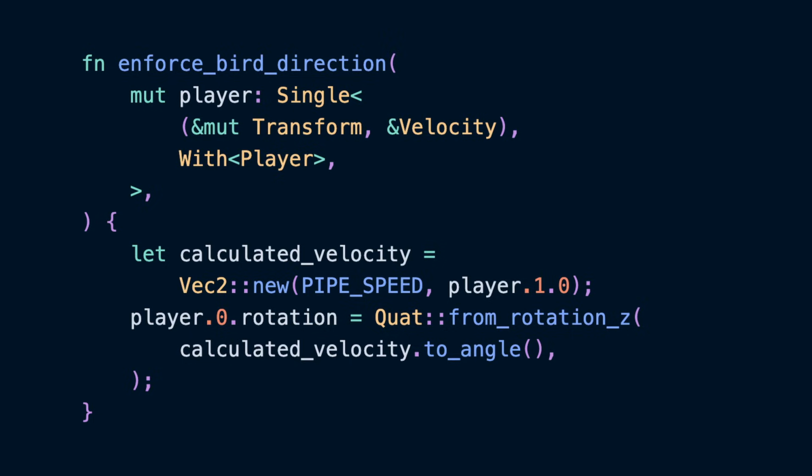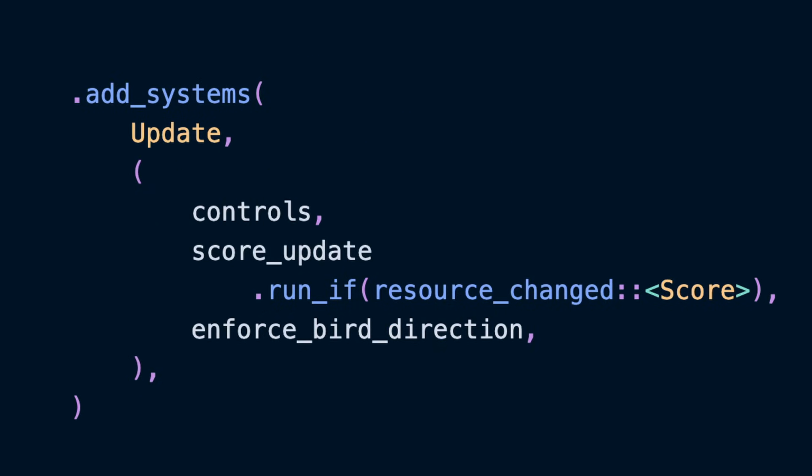Since our calculated velocity minus 0 is just the calculated velocity, we can take advantage of Glam's Vec2 to-angle function and make that a rotation around the z-axis, which is the one coming out of our screen. Since this system is only visual and not gameplay related, in fact it's even rendering related, we can put it into the update schedule.